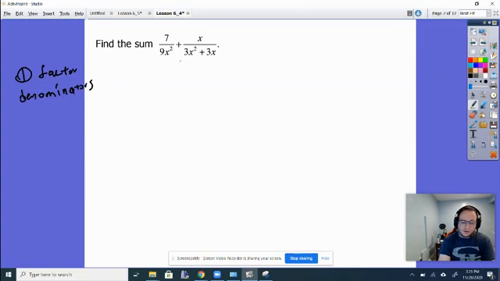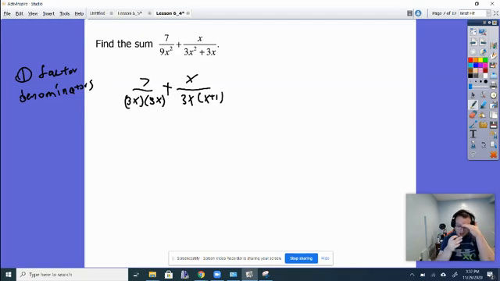I want to think about this 9x squared for a second, because really, let's do the second one first. It's going to be a little easier to see. I can factor 3x out of this, and I'm left with x plus 1. If I think about 9x squared for a second, that's really 3x times 3x. And I'm doing that for a reason. I'll show you why in a second.